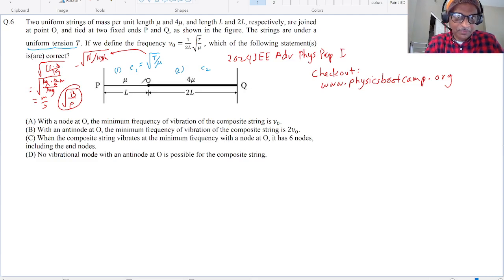So I have this as c1 here, but for c2, the tension is the same, but mu is 4 mu. So it's the square root of T over 4 mu. So this is half the speed, half of this speed over here. So that's one thing to notice about speed.